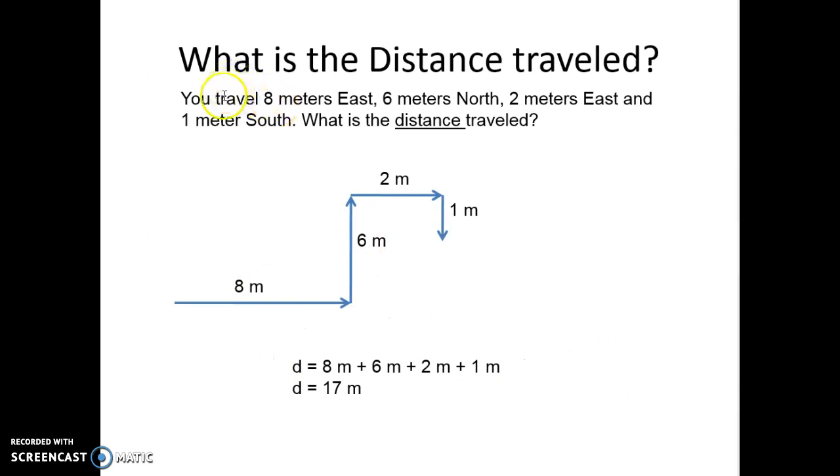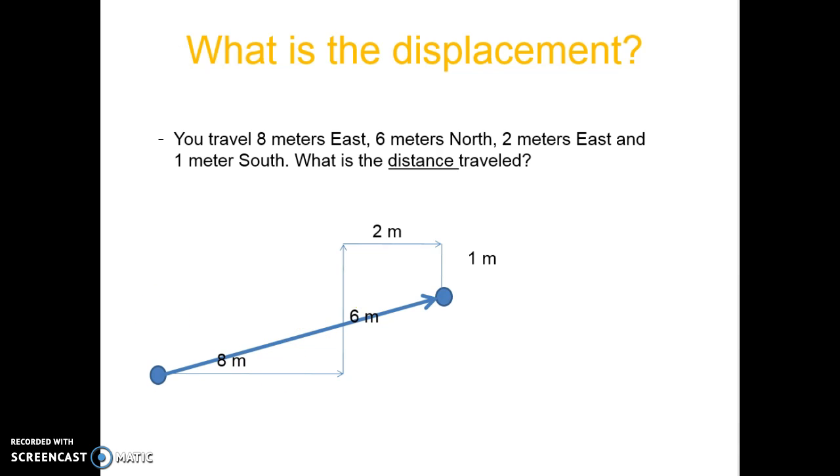Here's another scenario. It says you travel 8 meters east, 6 meters north, 2 meters east, and 1 meter south. You go ahead and draw the path that they take, and then you just go ahead and add them together to get the total distance that they traveled. So that's pretty simple. 8 plus 6 plus 2 plus 1 equals a total of 17 meters. So the total distance that somebody would travel if they were taking this path to get from one place to another would be 17 meters. I think that that's pretty simple to understand.